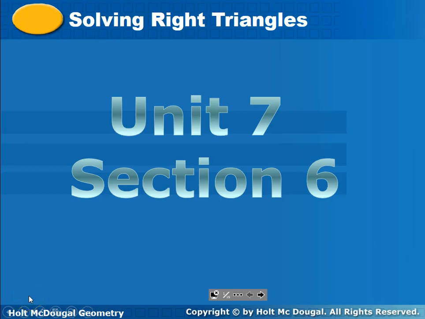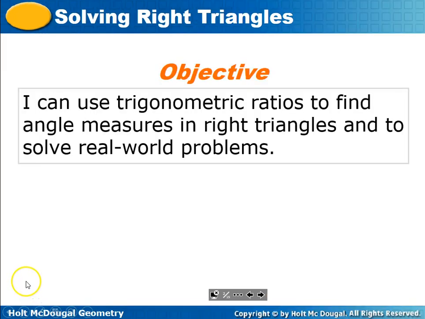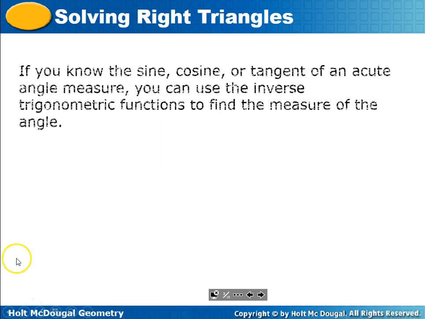This is Unit 7, Section 6 video. Our objective today is to use the trigonometric ratios to find angle measures in right triangles and to solve real-world problems. We're going to solve for all the missing parts of some triangles today.